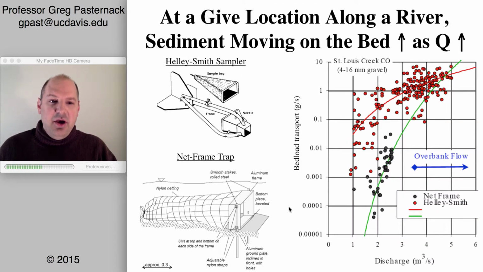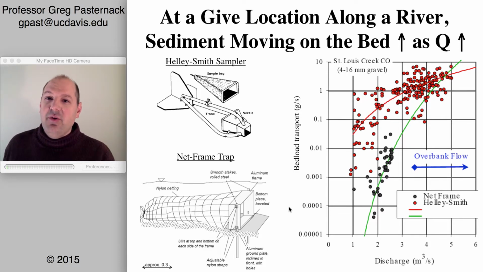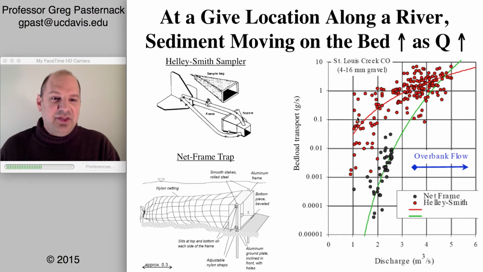Same thing for bed load discharge, so the stuff that's rolling and tumbling along the bottom of the river, which in fact is constituting change to the channel. And we can see that as discharge changes, it generally does go up, but the range of variation can be quite different. In this slide, the red dots are showing data from a Helly-Smith sampler, and the black dots are showing from a net frame trap. And I've talked about these earlier in this class.